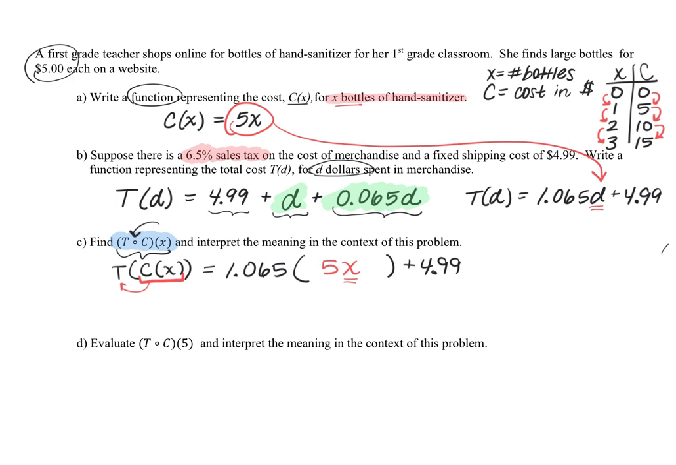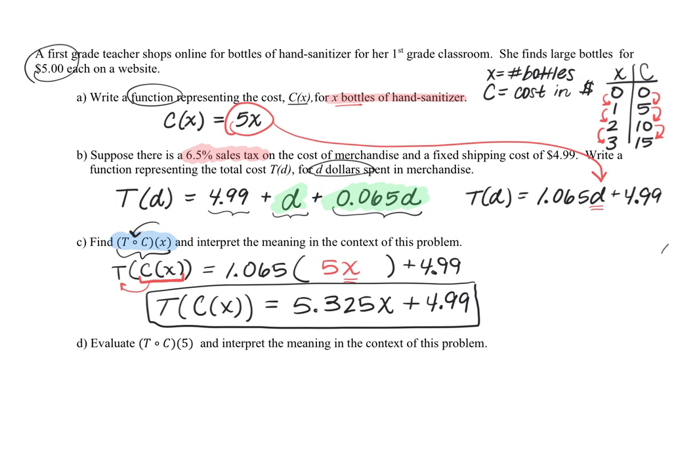So go ahead and multiply 1.065 times 5. And we're going to end up with this total cost function, which is T of C of X, is equal to 5.325x plus 4.99.